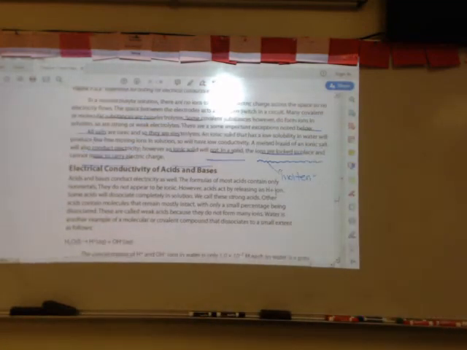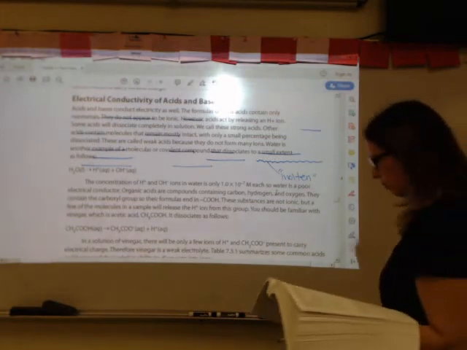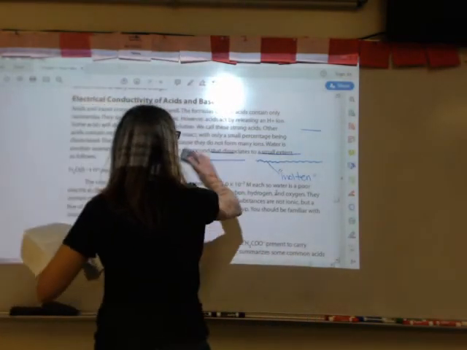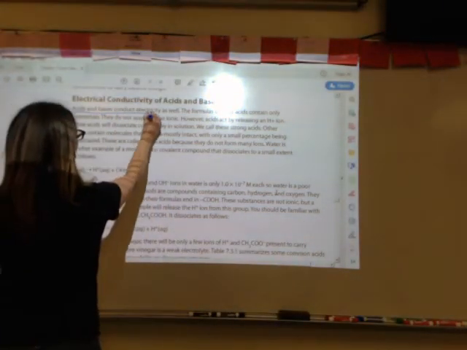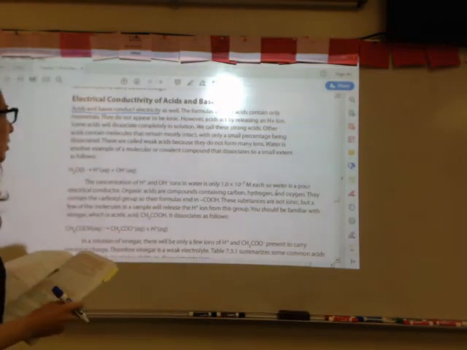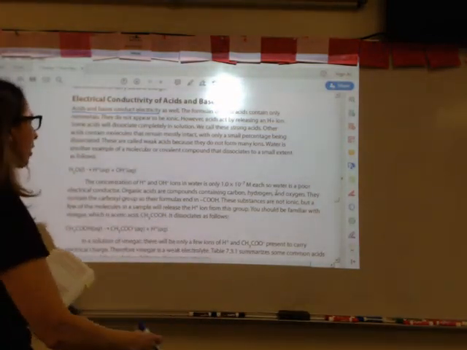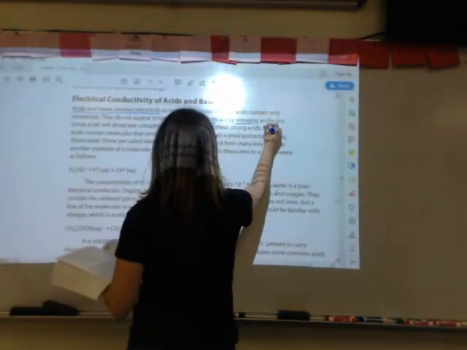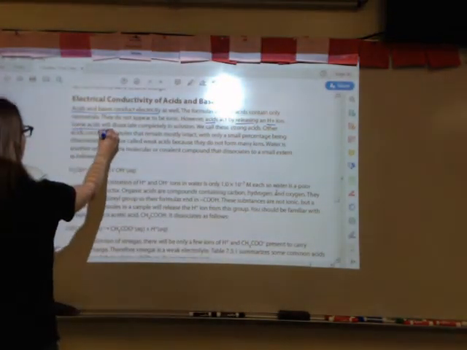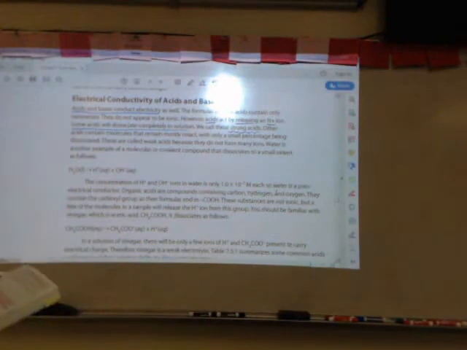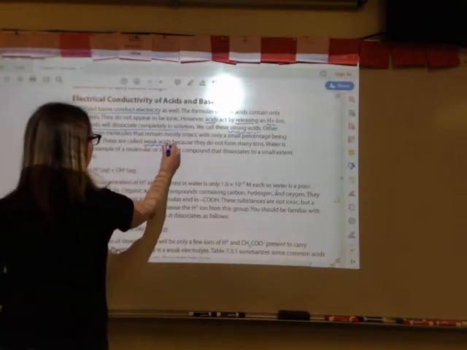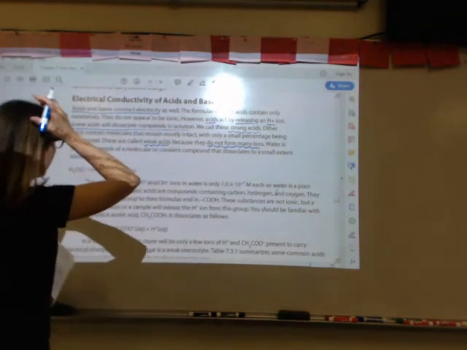Now, let's talk about acids and bases for a minute. Acids and bases conduct electricity as well. The formulas of most acids only contain nonmetals, so they don't appear ionic, but acids release hydrogen ions. Some acids will dissociate completely in solution, and these are strong acids. They're 100% ionized. Other acids contain molecules that mostly remain intact, so a small percentage are dissociating, and these are known as weak acids because they do not form many ions.